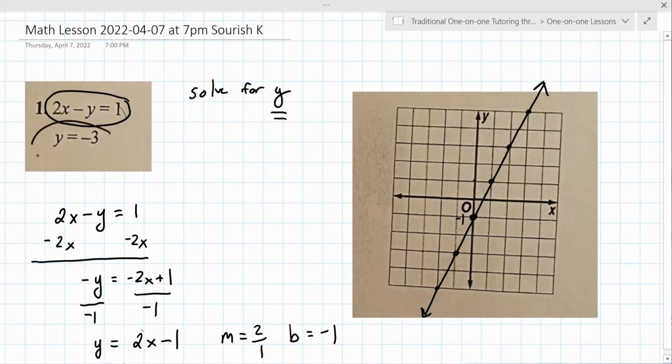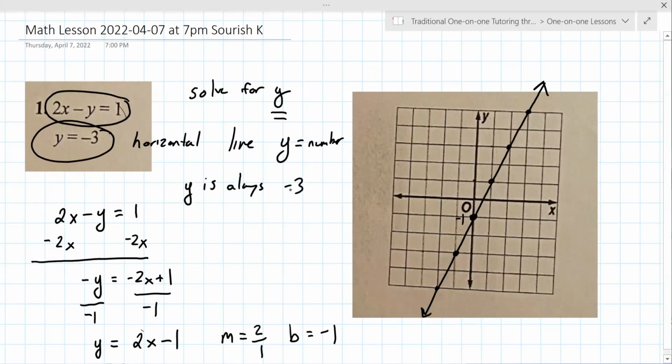The second equation is a horizontal line. It's a horizontal line, and this is always the case when you have y equals a number. So what it says is that y is always -3. So it's a horizontal line at -3. Y is always -3. And a good idea to do, if you have the time, is to actually label each line and make it clear which one is which.